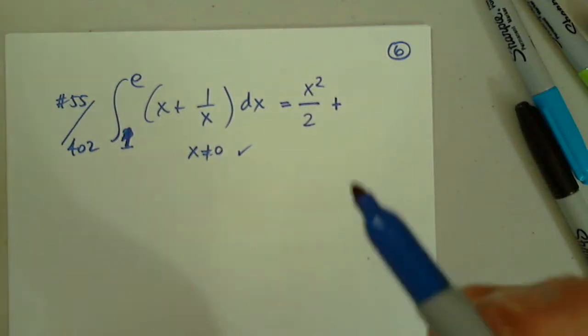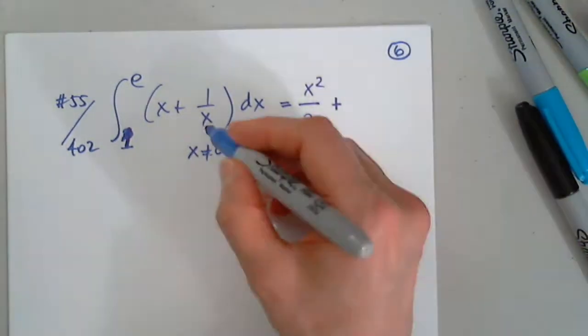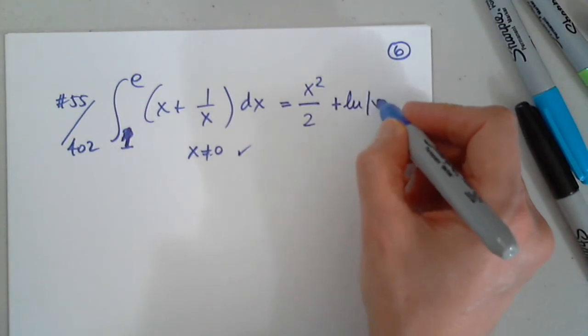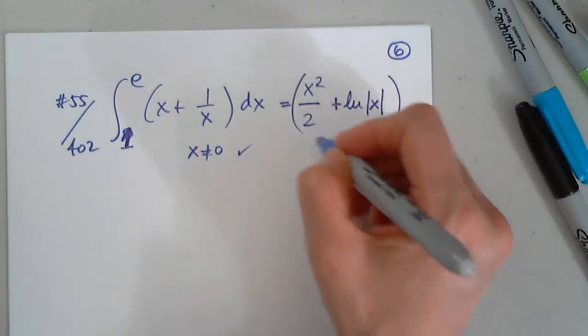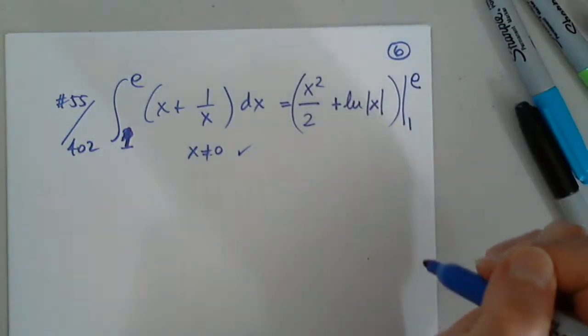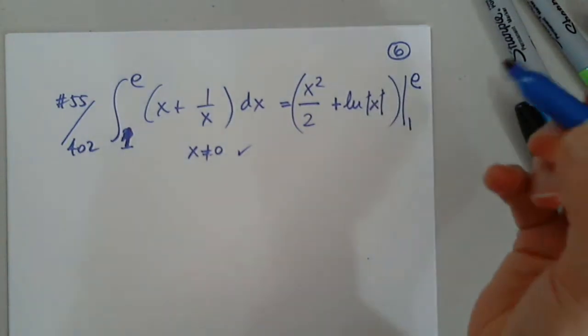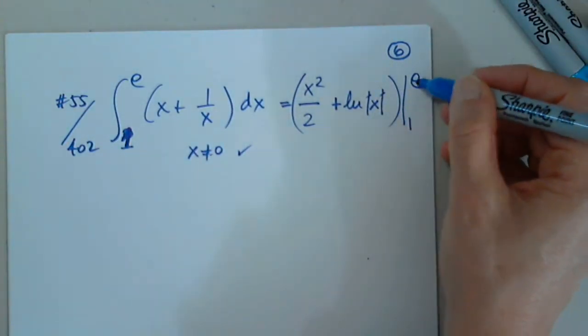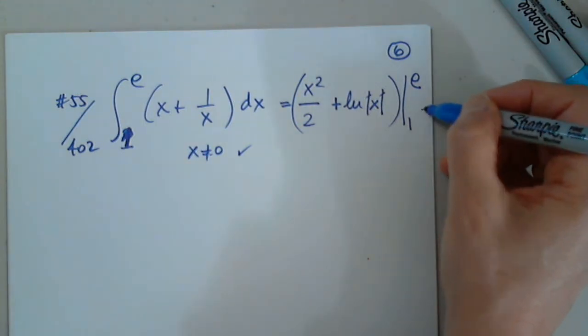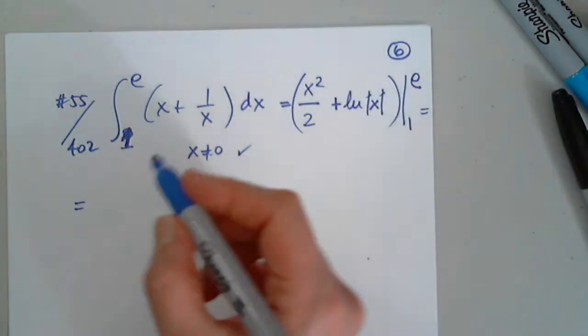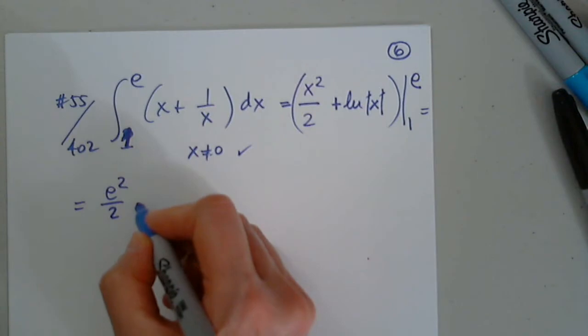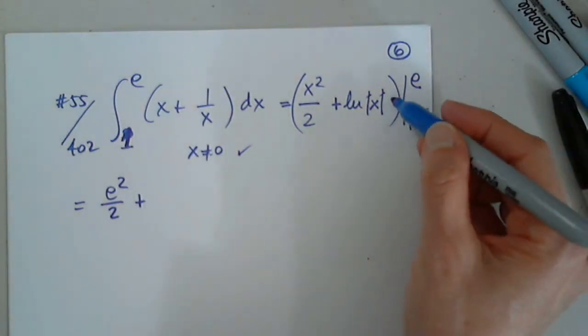Yep, it's working now. Okay, so x squared over 2. And of course you would say natural log of the absolute value of x from 1 to e. There is no need though for the absolute value symbol, because both of them are positive. Okay, so then when I plug in e, I have e squared over 2 plus, anyone remembers natural log e?